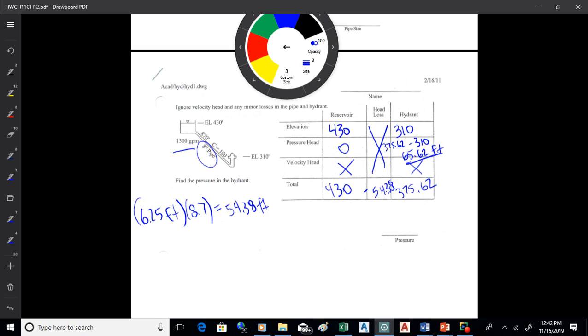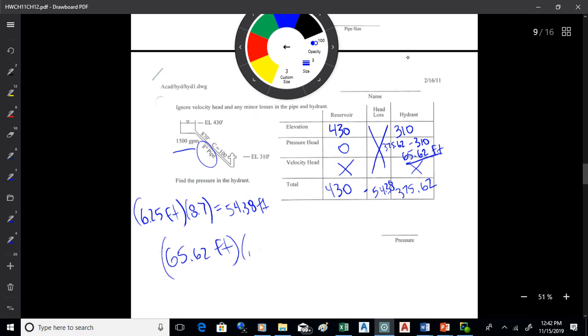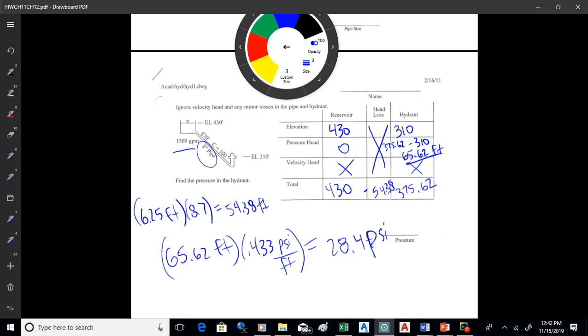Okay. So you can take the 65.62 feet and then just convert it back into pressure. Okay, so the things that we use on the table are in feet. If you want an actual pressure, you got to convert it back. So that's 28.4 psi. So that would be the pressure in the hydrant. So we're doing all right with that?